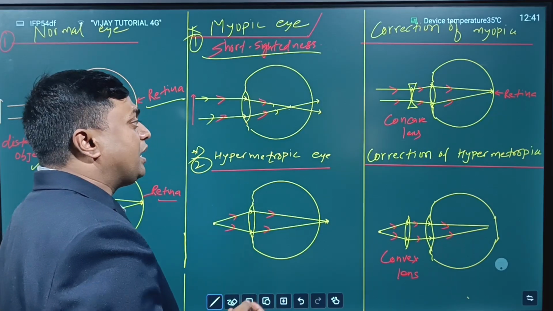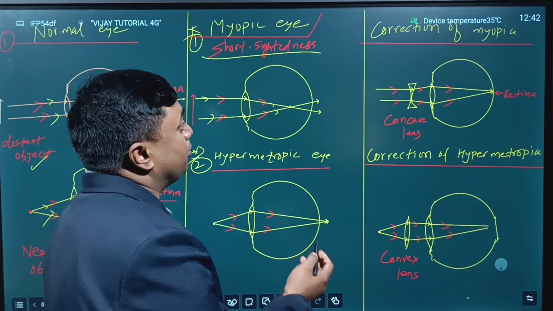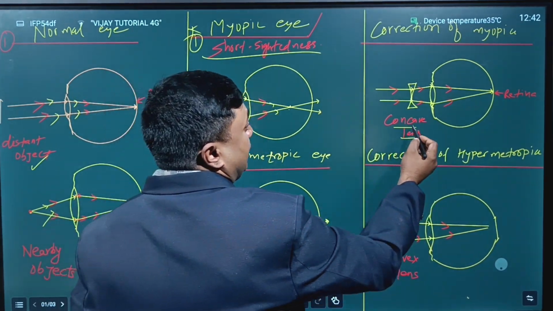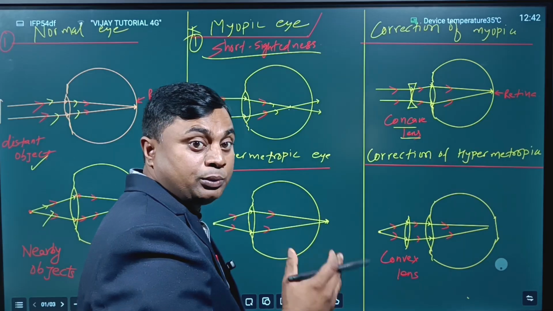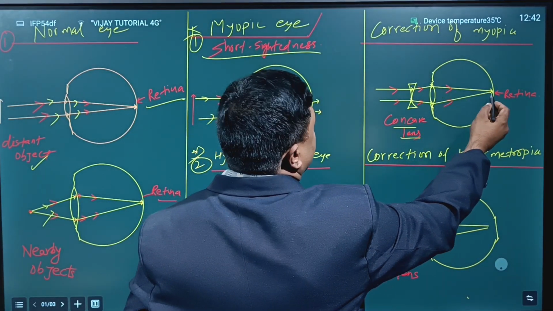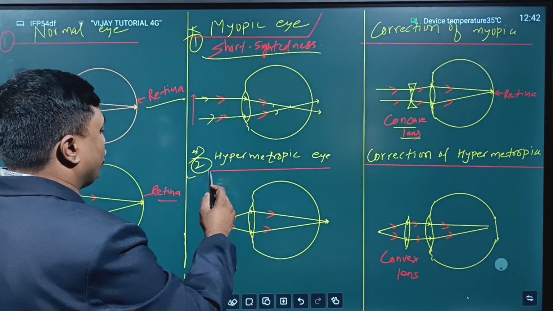Yes or no? So we can rectify this defect of vision by using a concave lens or diverging lens. Once you place a concave lens of suitable focal length, the light rays are diverged first, then they meet exactly at the retina. Next, hypermetropia.